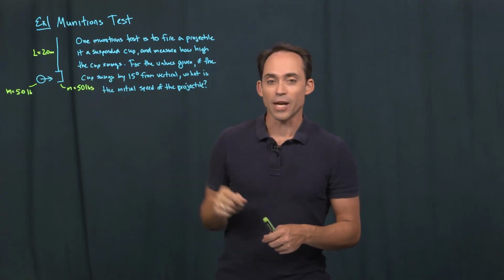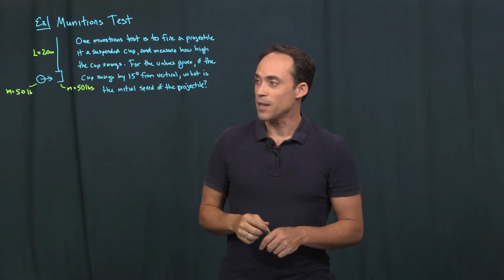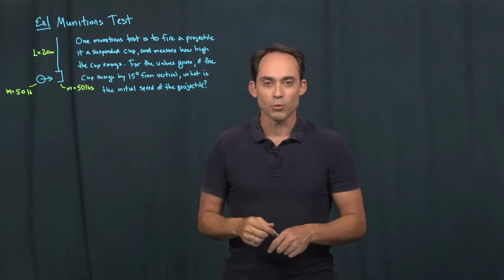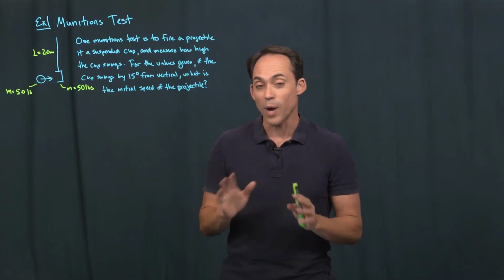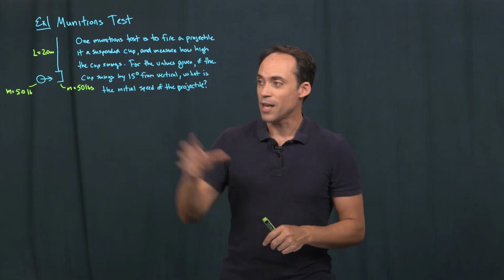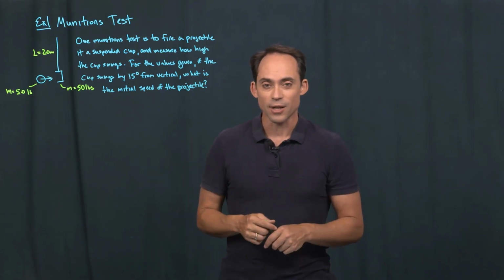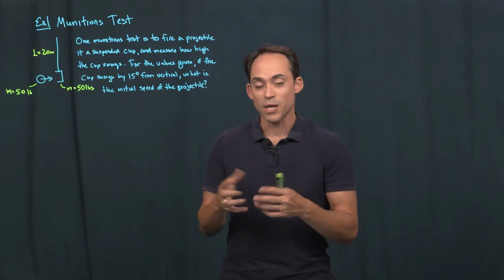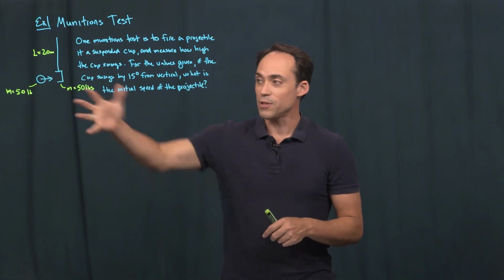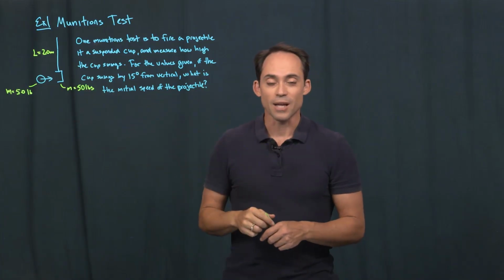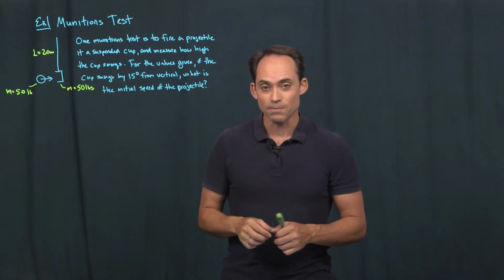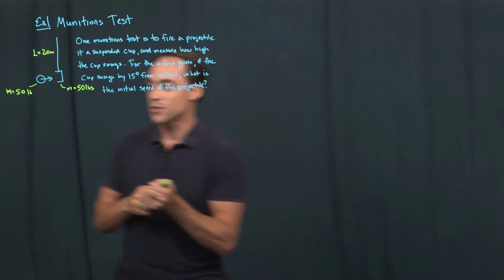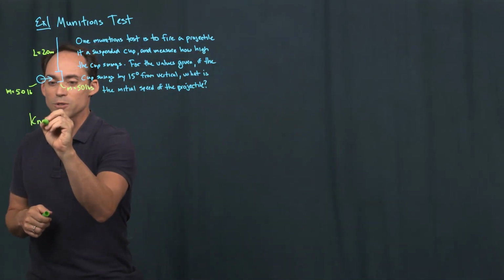So I've set up the problem as follows. We have a pendulum of length 2 meters, about 6 feet, and then we've got a projectile, a fairly heavy one, with a weight of about 5 pounds. And then the cup, the container, is going to have a weight of 50 pounds. And then we want to see what is the speed of that projectile if this whole system swings up by about 15 degrees.